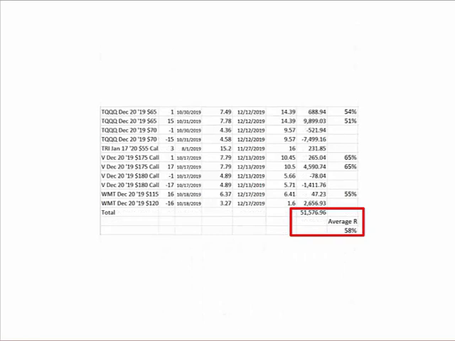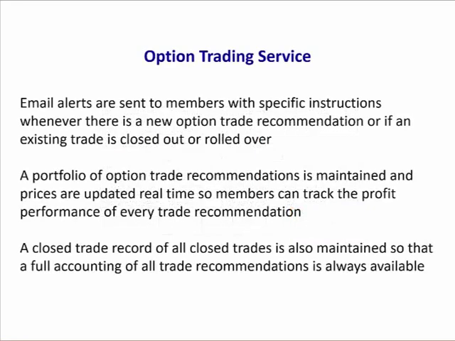And again, the total profits for these trades was $51,776, and the average return was 58%. So they were all winning trades except for that one losing trade. Average return 58% over the last 2 months, and these were all initiated using the simultaneous entry method for debit spreads.